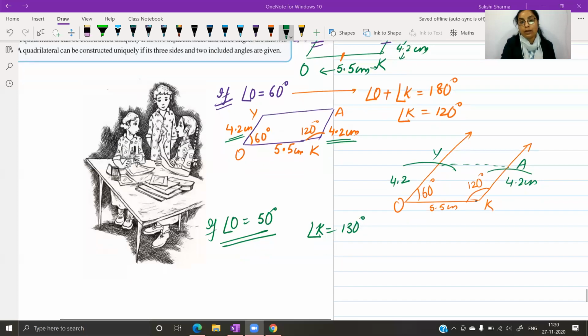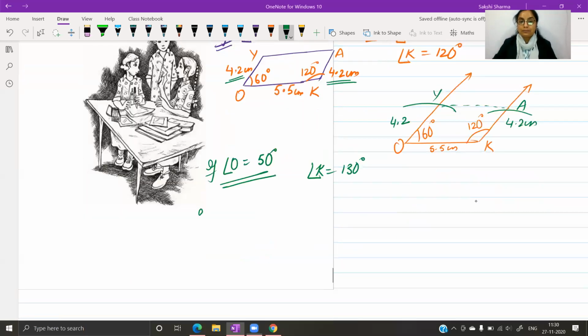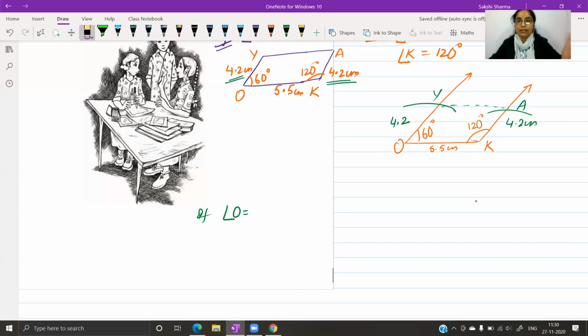Now I could just give you one completely different possibility. Suppose Arshia constructed the first parallelogram. Two sides were given, and with their help the other two sides were obtained. And then she assumed that angle O is 60 and then angle K comes out to be 120, and she made this parallelogram. Whereas some other student of the class took angle O as 100 degrees, then angle K will be equal to 80 degrees because the adjacent angles of a parallelogram are supplementary.